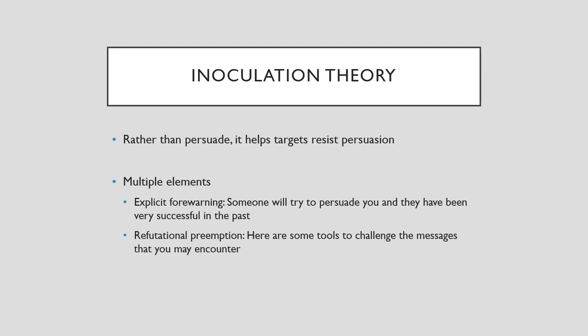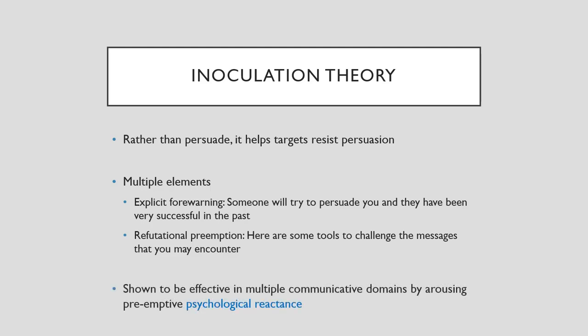The point of this is to make the person feel vulnerable that their established beliefs and attitudes are at risk for changing. Second, there's an element called refutational preemption, and this is where you offer the person some tools, usually communicative tools, to challenge the messages they may encounter. So first you tell the people that their beliefs and attitudes are at risk for changing, make them feel vulnerable, but then arm them with the tools they need to defend against messages they might encounter.